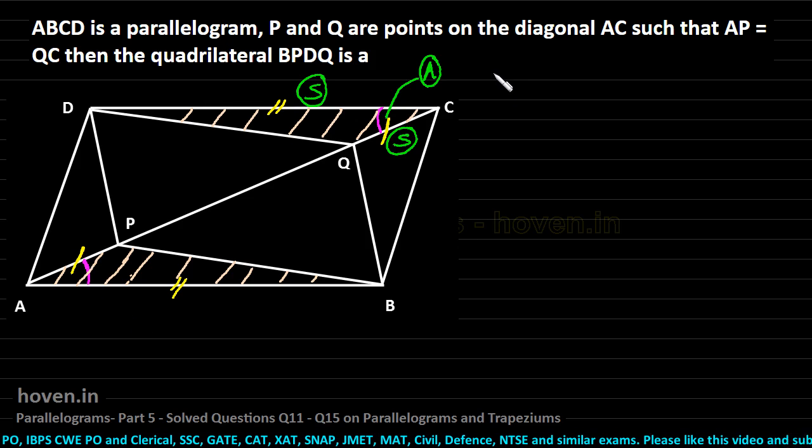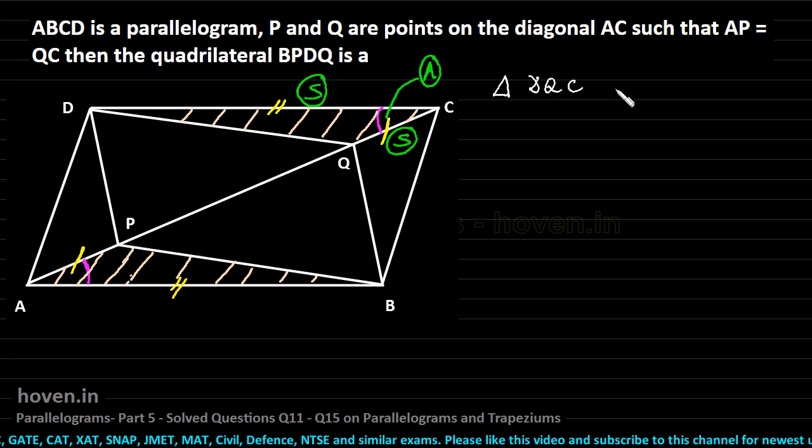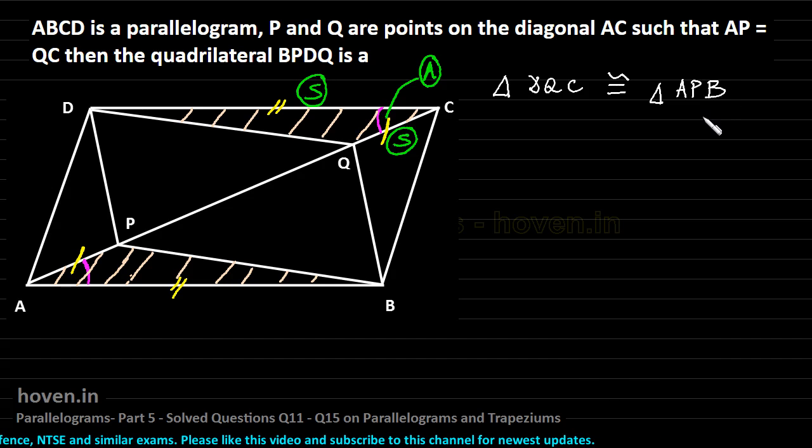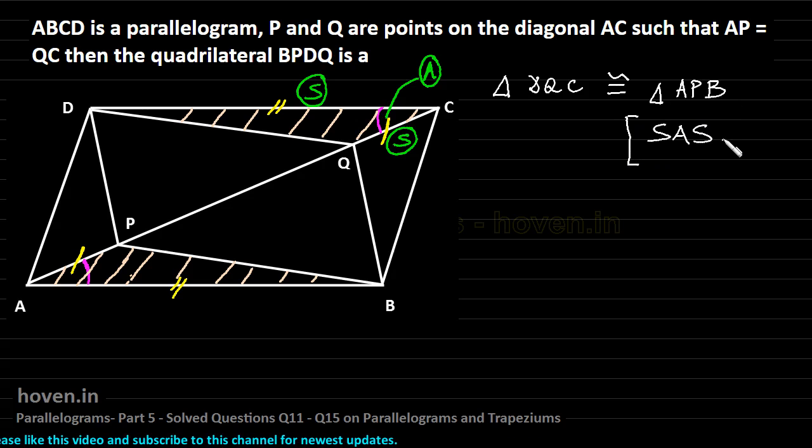So we can write that triangle DQC is congruent to the triangle APB. And the rule is the SAS rule.